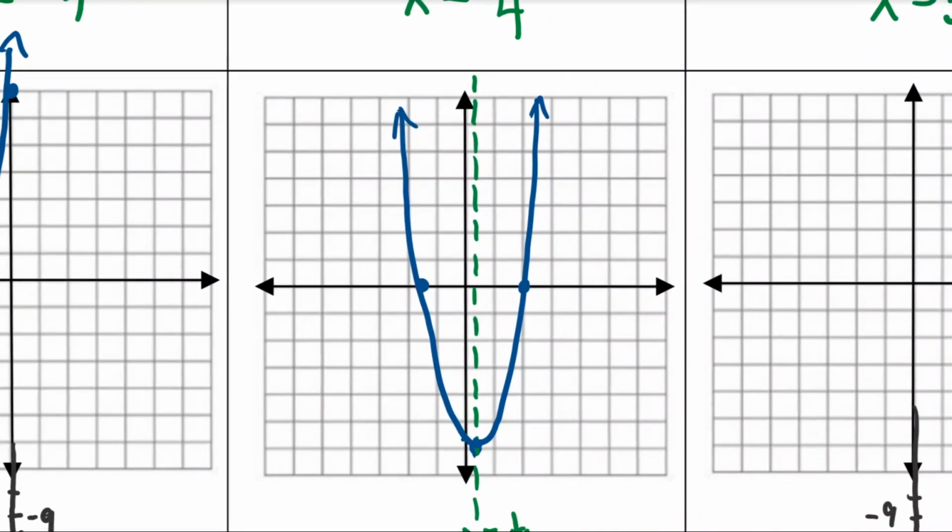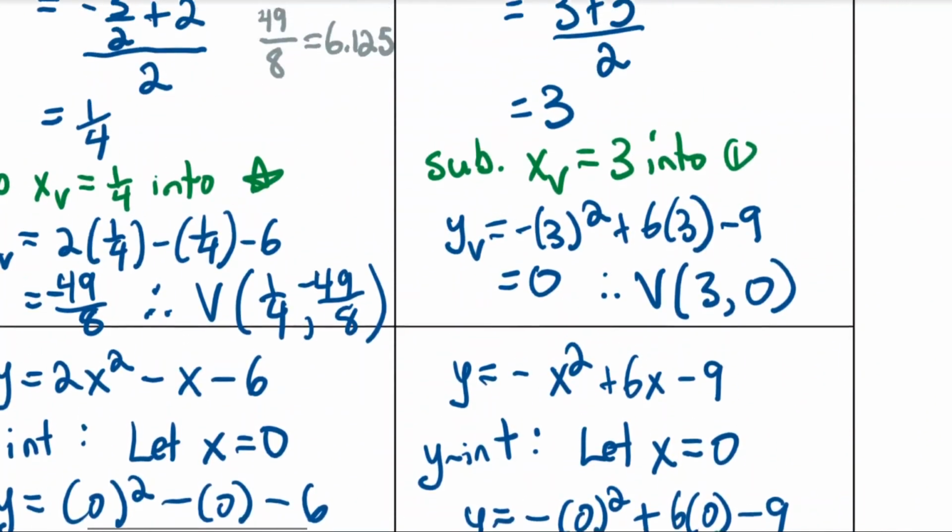Our vertex. You can see how getting those decimal numbers helps with the actual graphing, because it's hard to maybe know where 1/4 is, which is 0.25, so that's where I went. And then this is your negative 49 over 8, which is exactly equal to negative 6.125. All right, that's our second example. I'll just quickly go over our last one here.